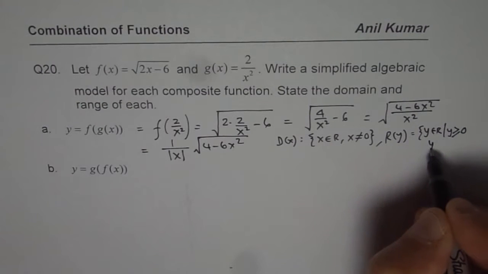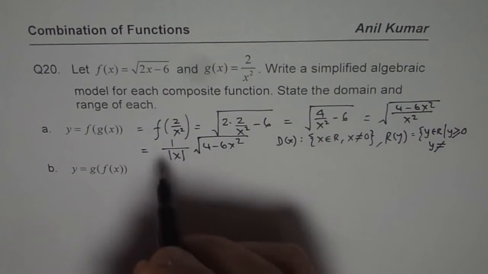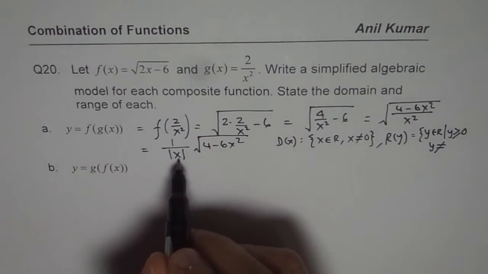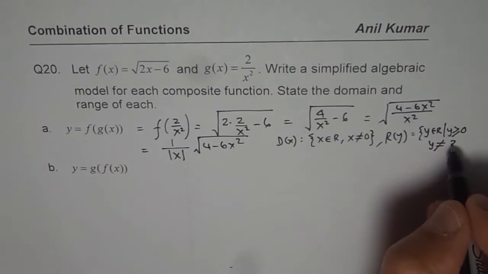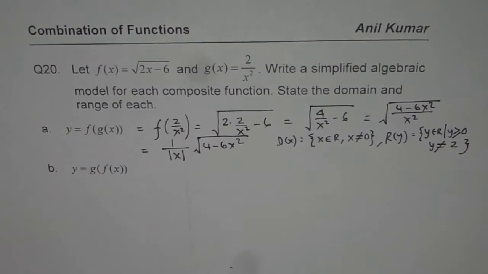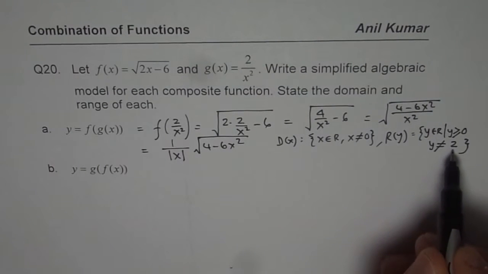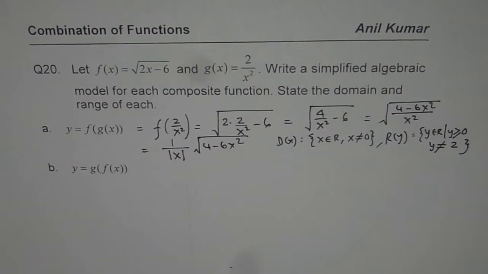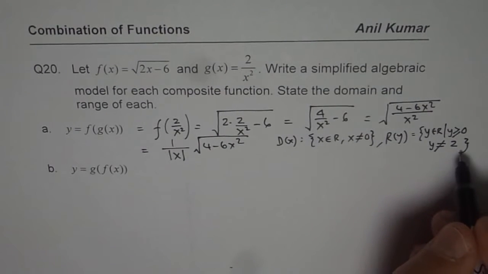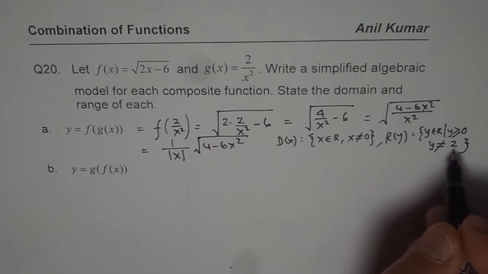But y is not equal to 2, since x cannot be 0, right? So if I write 0 here, we get square root of 4, which is plus 2. So we'll not get 2 in our range, right? So there will be this missing value. At 2, 2 is not possible since x equals 0 is not permitted here, right? So all other values will be permitted, right? So that is how the function is going to be.